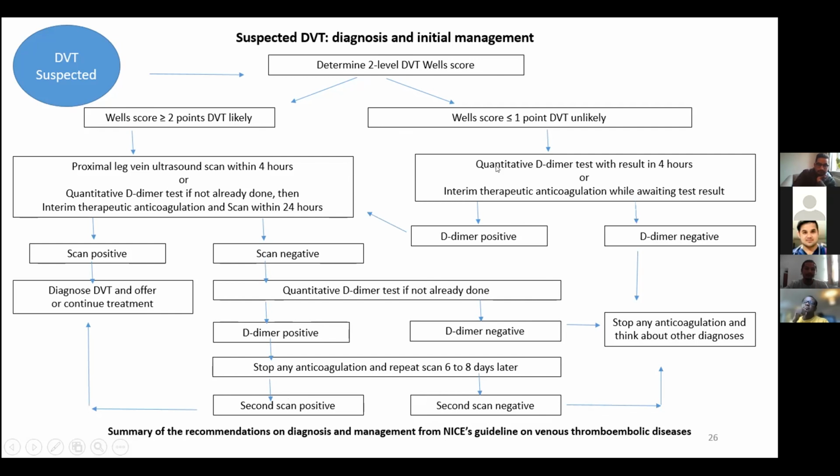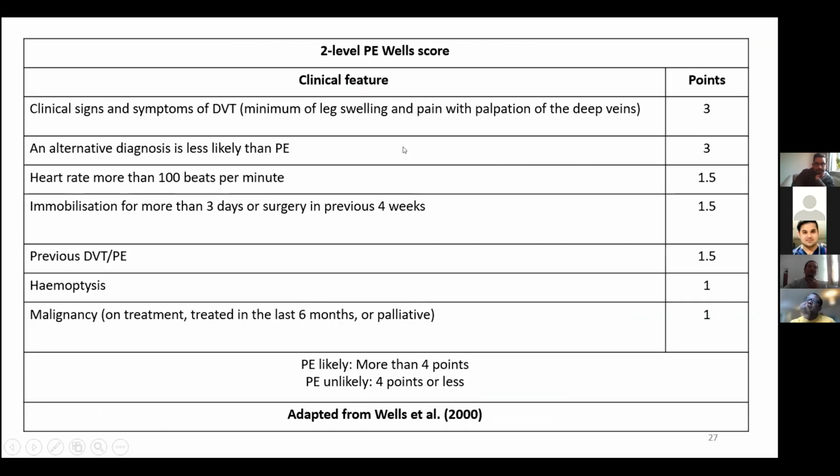So let me go to the PE Wells score before I proceed with the diagnosis of PE. This is somewhat like the DVT score as well. We have to look for clinical signs and symptoms. If the patient has clinical signs and symptoms of DVT, they score 3 points, and if an alternative diagnosis to PE is less likely, a further 3 points.